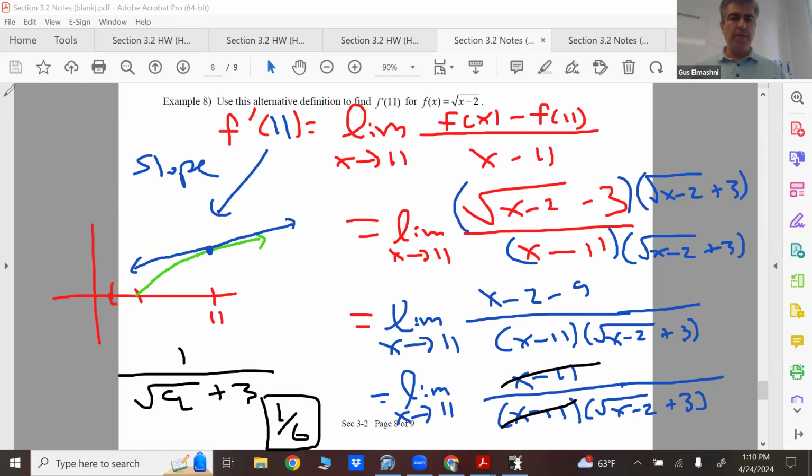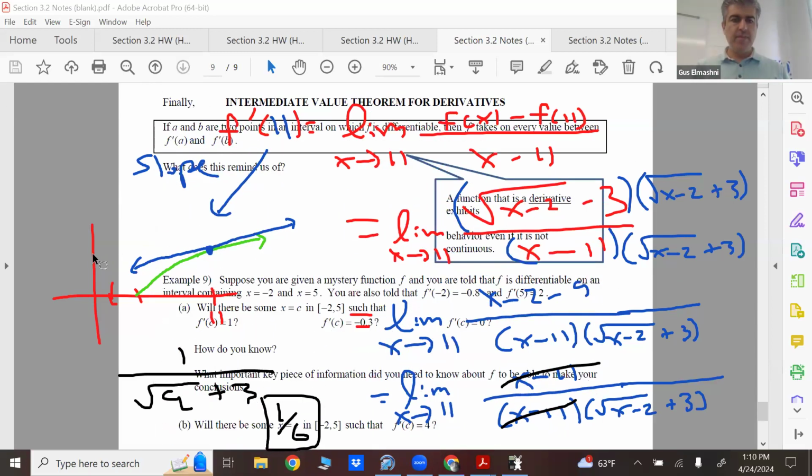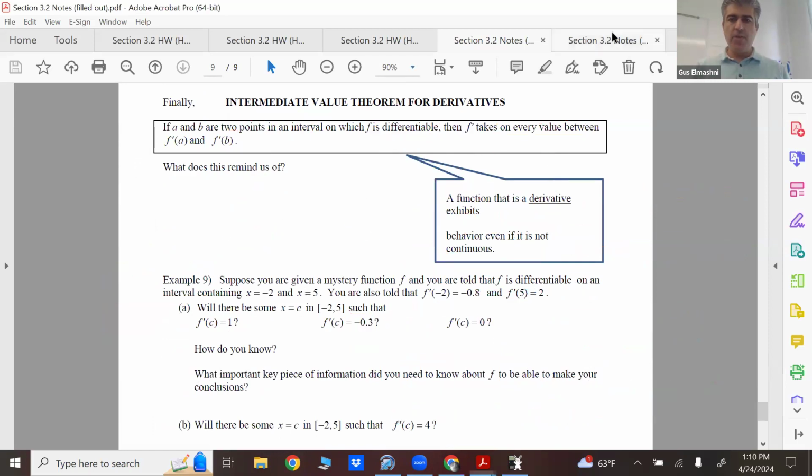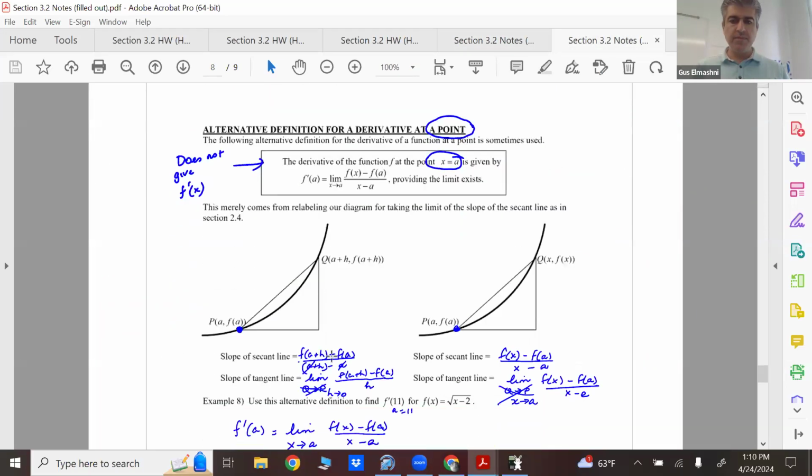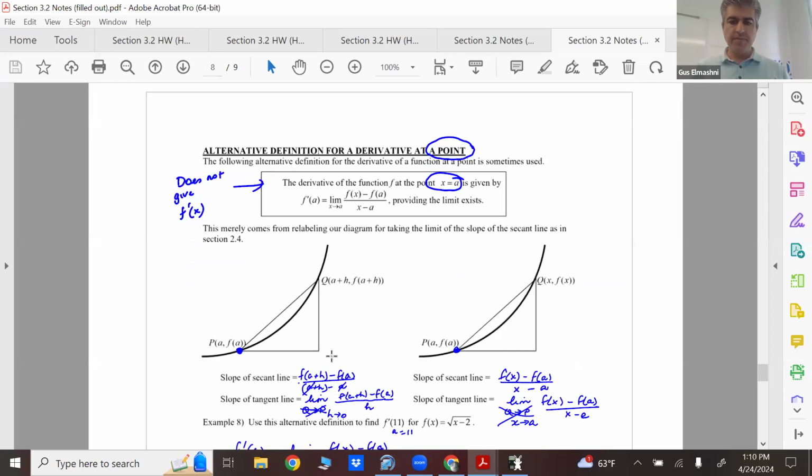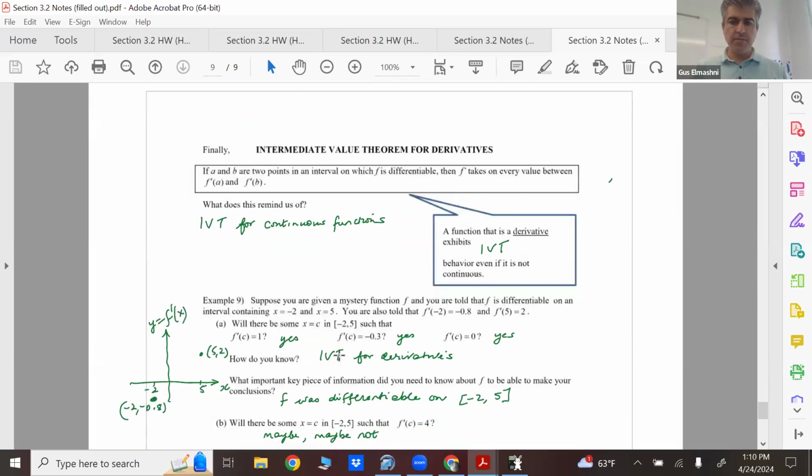All right, last one, last page. Okay, let me show the filled out version of this. Let me talk you guys through the IVT for derivatives. So it's no different than IVT for just functions in general, right? So say A and B are 2 points in an interval, and F is differentiable in that interval. Then F prime will take on every value between F prime A and F prime B. That's what it's saying.